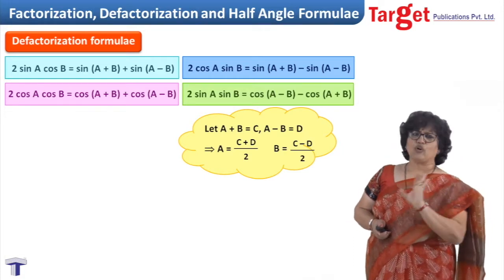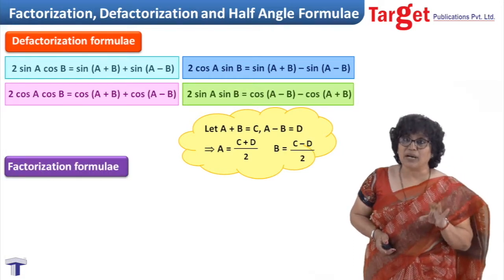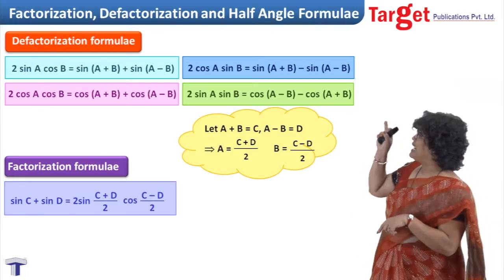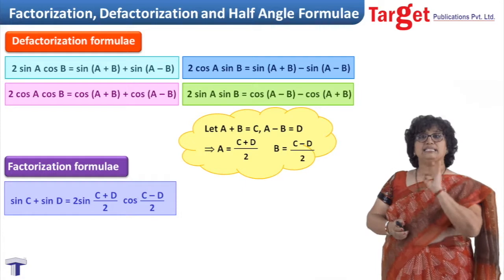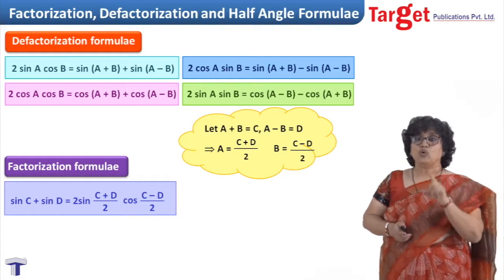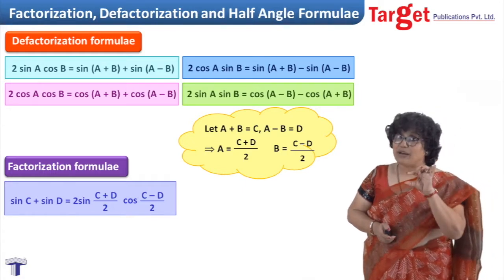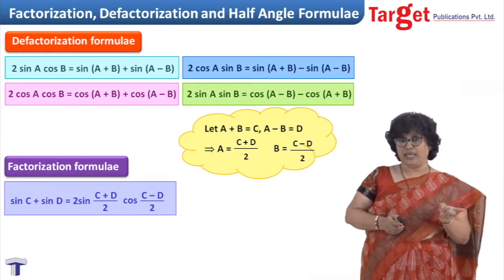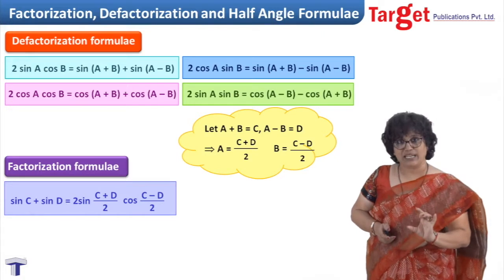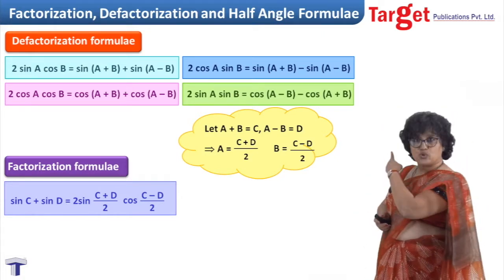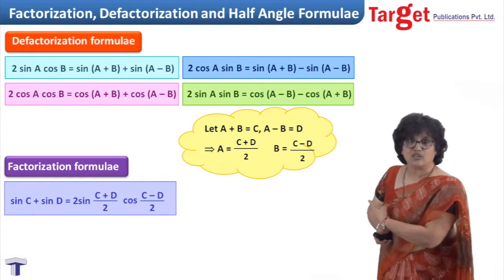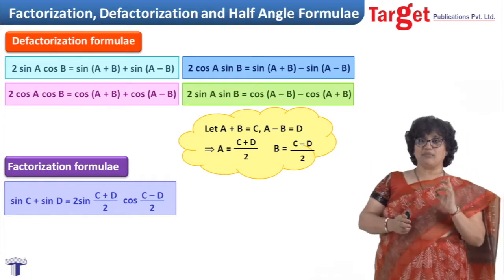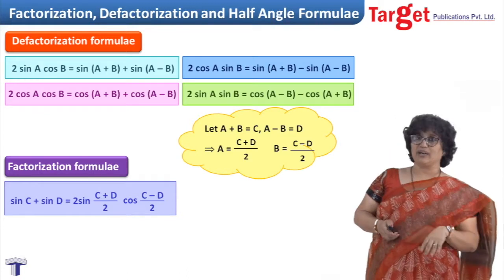And now rewrite these four formulae. And that will give me nothing but the factorization formula. Sin C plus sin D, that is the right hand side of the first formula. Sin C plus sin D equal to 2 sin. Now what is that C plus D by 2? That C plus D by 2 is nothing but A. So in place of 2 sin A cos B, in place of A you write C plus D by 2. In place of B you write C minus D by 2. So you get the first factorization formula. Sin C plus sin D equal to 2 sin C plus D by 2 cos C minus D by 2.